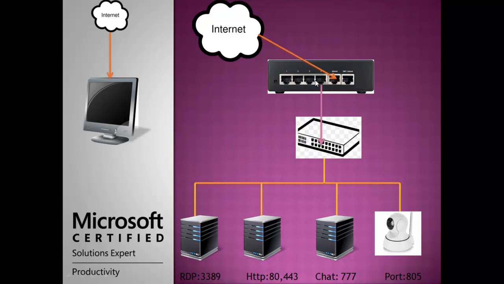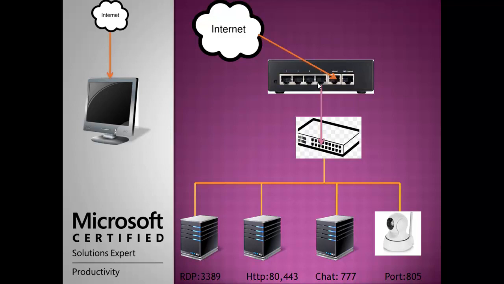That means a single IP can do a remote desktop connection. The same IP can do an HTTP connection. That means with one single IP, multiple services can be accessed. And if you have a chat server, the same thing will go on. The request will come to the router, and the router will say, okay, you want a chat server that works on port 777.